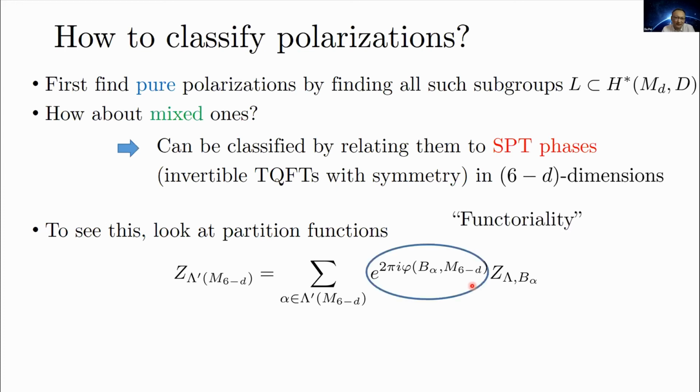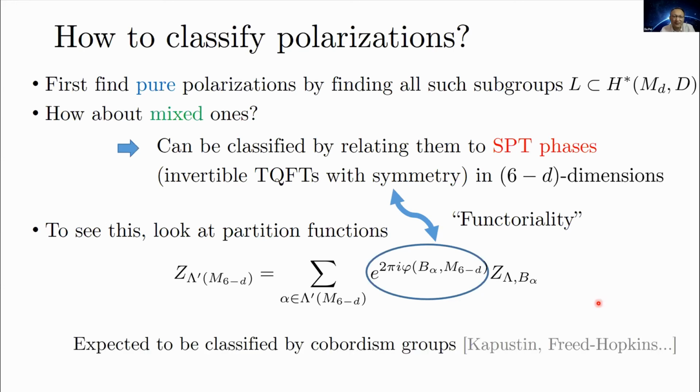But you want functoriality, because actually this will be a certain amplitude in the 7D TQFT. So that would imply that this phase itself is a partition function of an invertible TQFT with symmetry. And this can be classified by relating them to cobordism groups. If the theory corresponding to a polarization lambda is given by a Lagrangian description, let's say a gauge theory, then very often this invertible TQFT has an interpretation of a discrete theta angle.